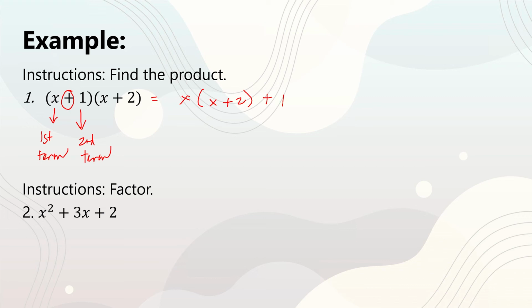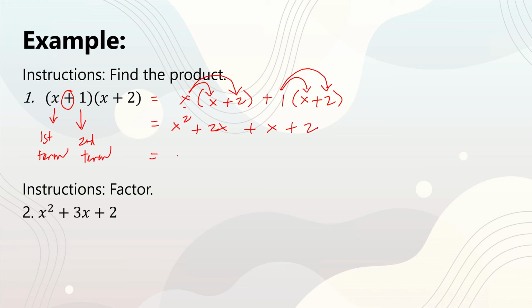Afterwards, don't forget our second term is 1, which we must multiply to both terms in our second binomial, which is x plus 2 again. And afterwards, you multiply the x to each term. So x times x is x squared. x times 2 is 2x. And here, 1 times x is just 1x, or you can just write x. 1 times 2 is 2.